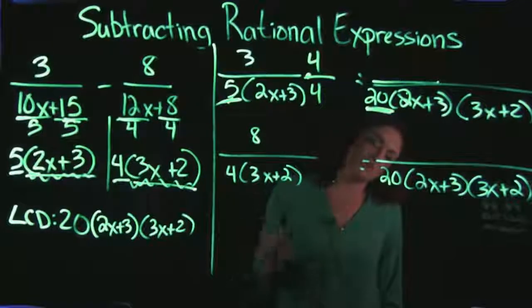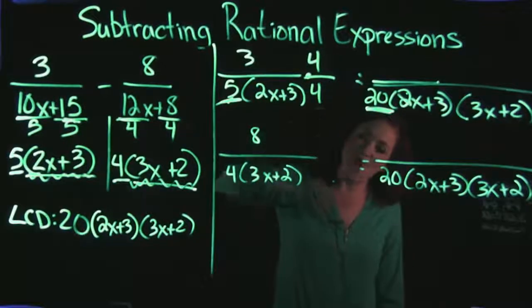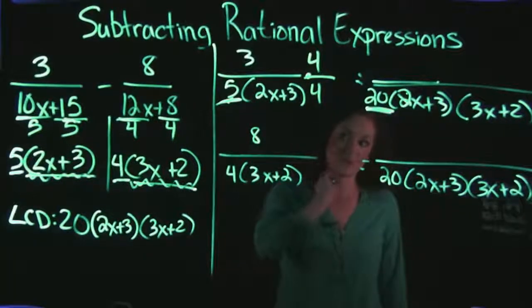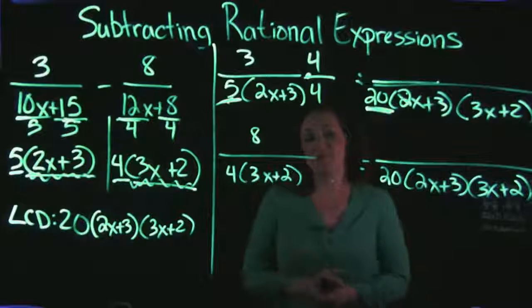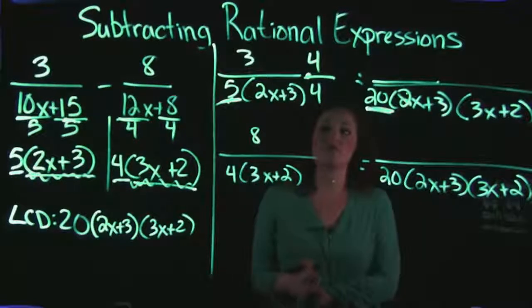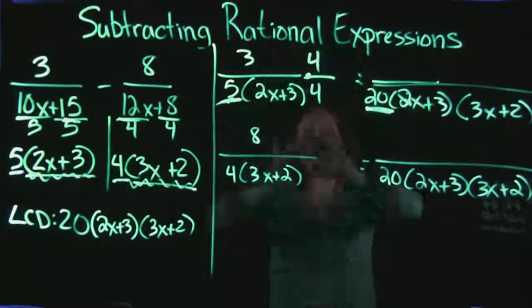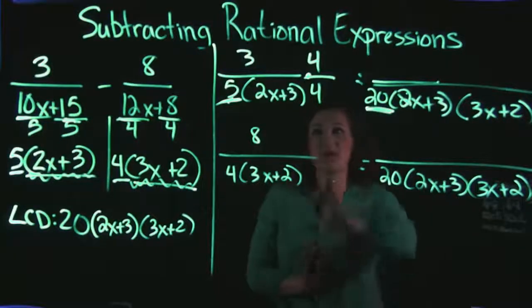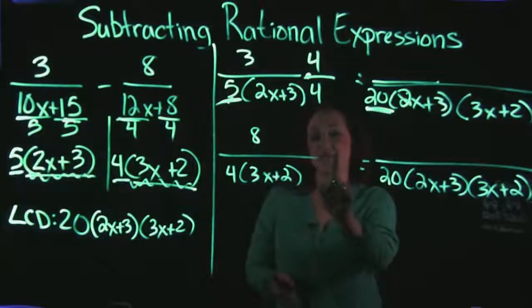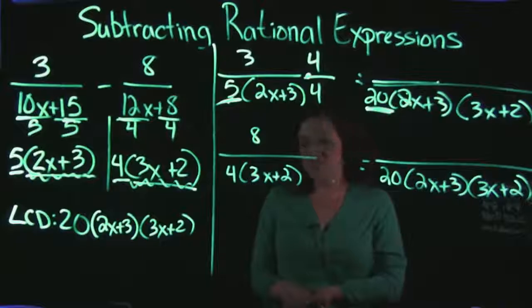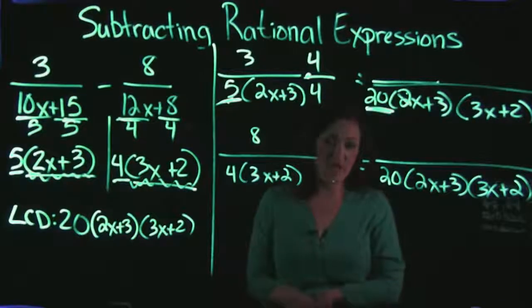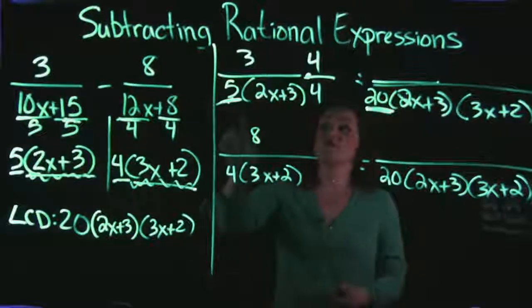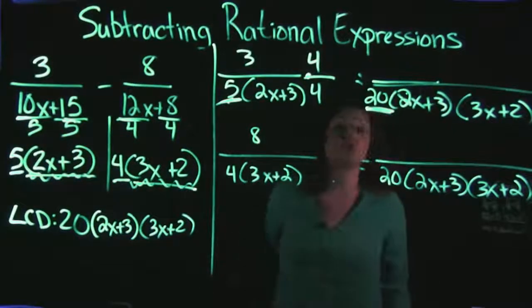We need to make sure that we multiply the numerator and denominator by that number. We can't just multiply the denominator, that's going to throw our fraction off. We need to make sure that we multiply top and bottom by it. Again, keep in mind that 4 over 4 is just the number 1. Multiplying by the number 1 does not change the value of our fraction. It just changes the way that it looks to suit our needs. So 5 times 4 is what's going to give me this 20.